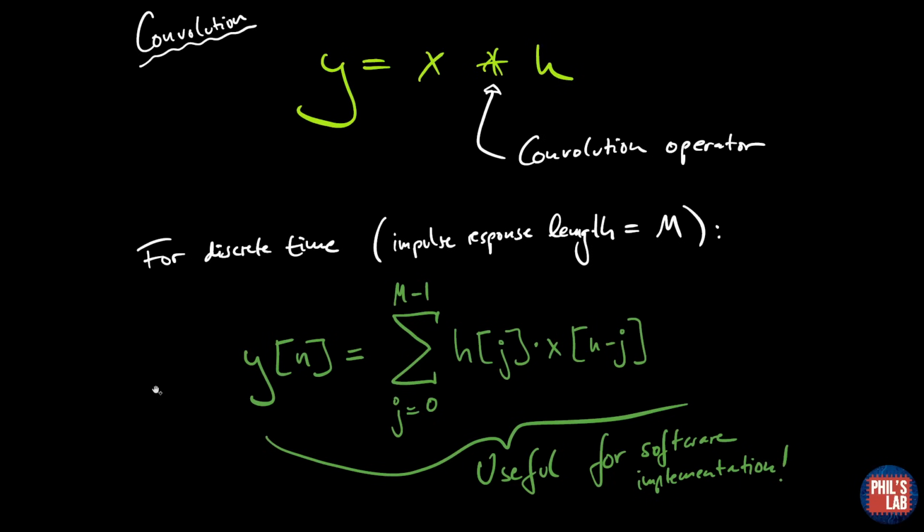Now, don't worry if you don't understand this or this looks a bit alien to you. I'll show you later when we're actually implementing the software how to do this. But this is a really, really useful and important formula which we'll be using for the software implementation. But this is how we get the output. The output is Y, the impulse response is H, and the input is X.